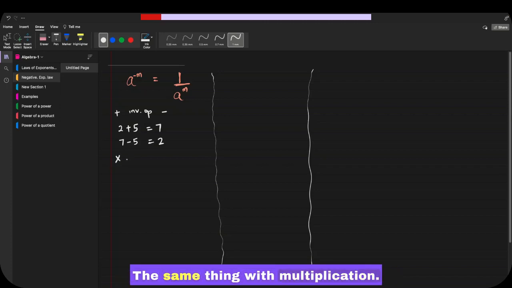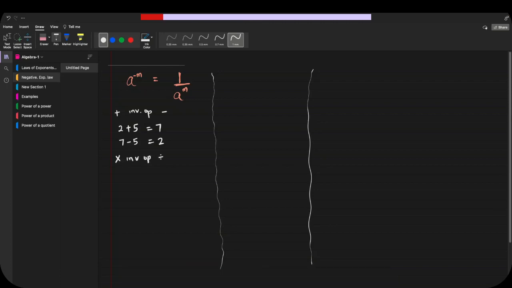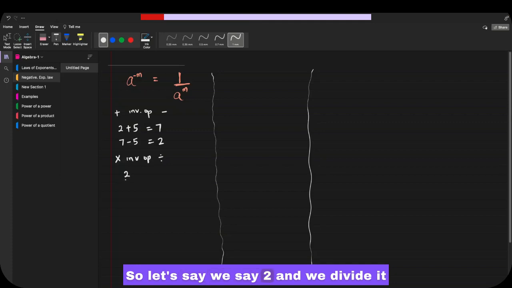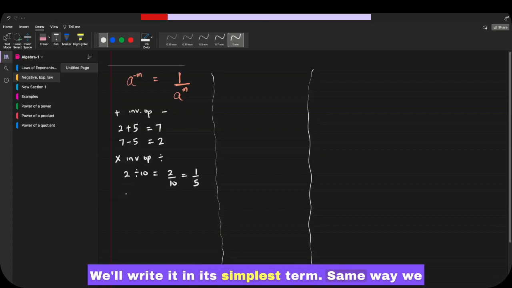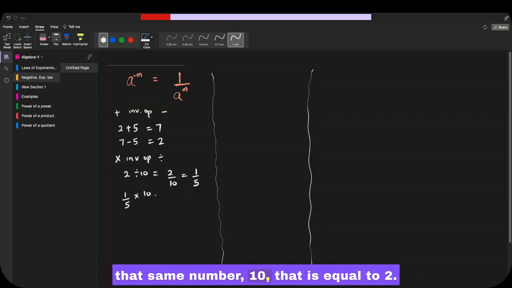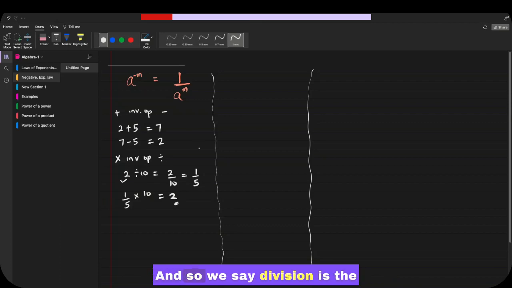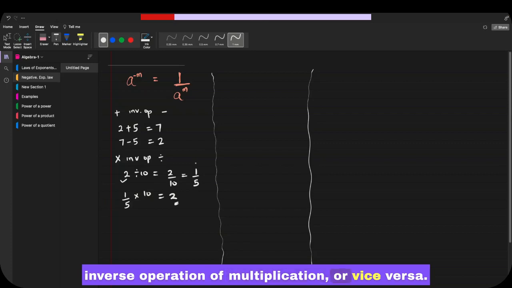The same thing with multiplication. It is the inverse operation of division. So let's say we take 2 and we divide it by 10, which can be written as 2 over 10. That becomes 1 over 5. We write it in its simplest term. Same way, we reverse the operation and say 1 over 5 multiplied by that same number 10 is equal to 2. Now we are back at the original number 2 that we started with. And so we say division is the inverse operation of multiplication or vice versa.